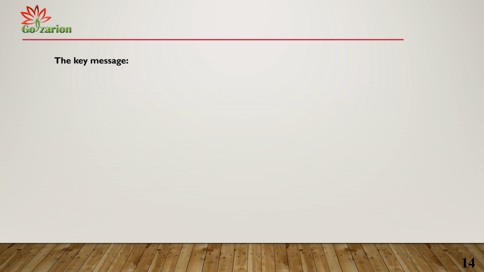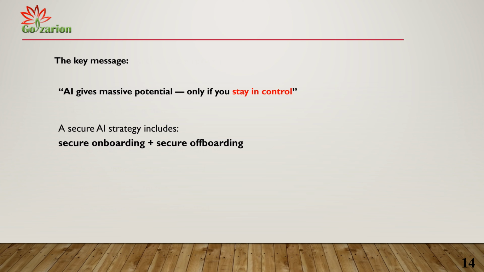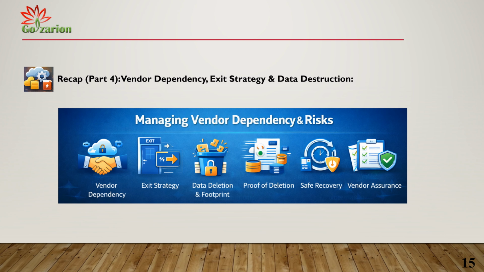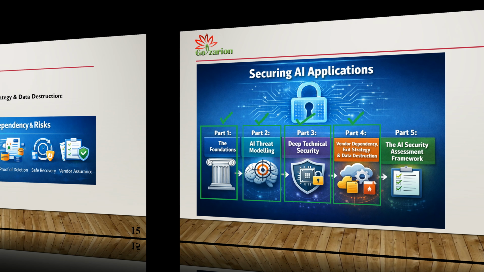The key takeaway is this: AI gives businesses massive potential, but only if they stay in control. A secure AI strategy includes secure onboarding and secure offboarding. In this part, I covered 6 main areas. 1. Vendor dependency. 2. Exit strategy. 3. Data deletion and footprint. 4. Proof of deletion. 5. Safe recovery. 6. Vendor assurance.